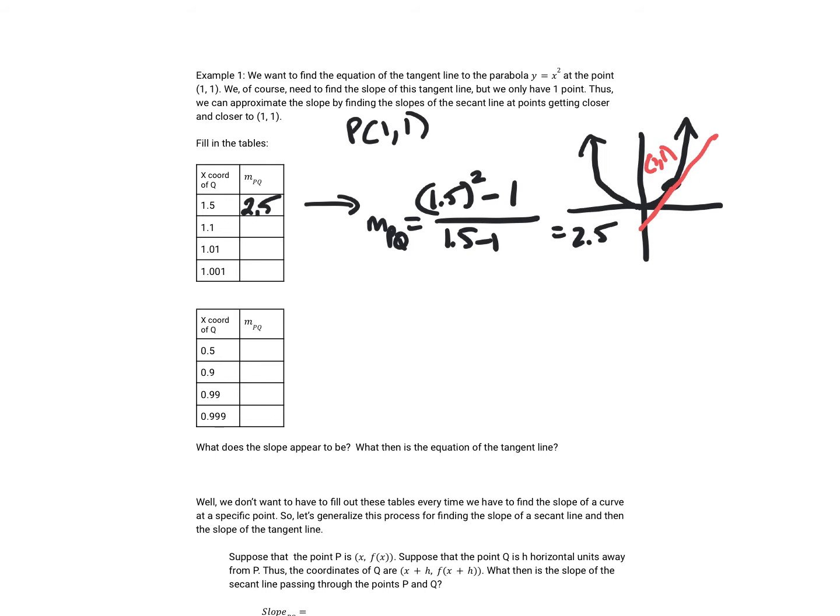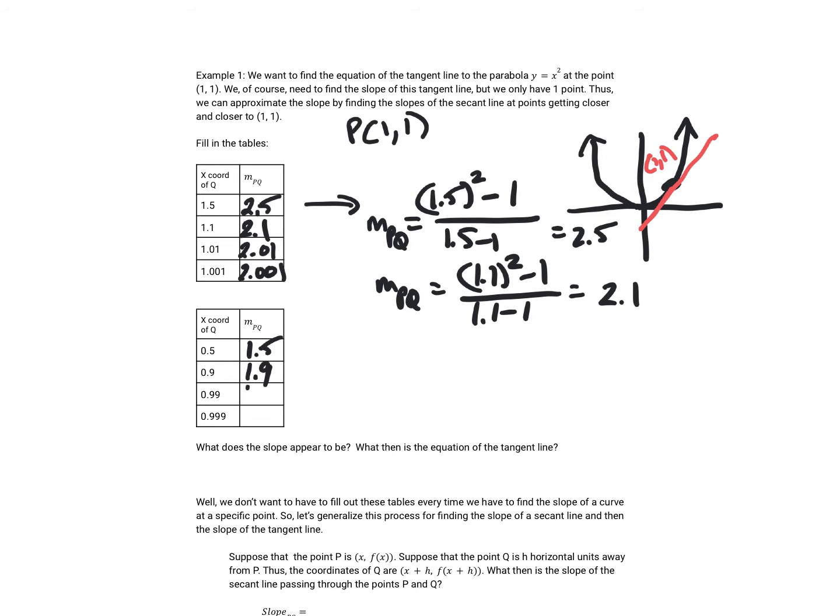And you would do the same. Let's just do one more. If we did 1.1, it would be 1.1 squared minus 1 over 1.1 minus 1, and that will get me 2.1. So you can pause this and fill in the rest of the table, and then when you come back, I will have filled it in too. Okay, so I'd have 2.1, 2.001, and then when I put in 0.5, 1.5, 0.9, 1.9, 0.99, 1.99, and 1.999.